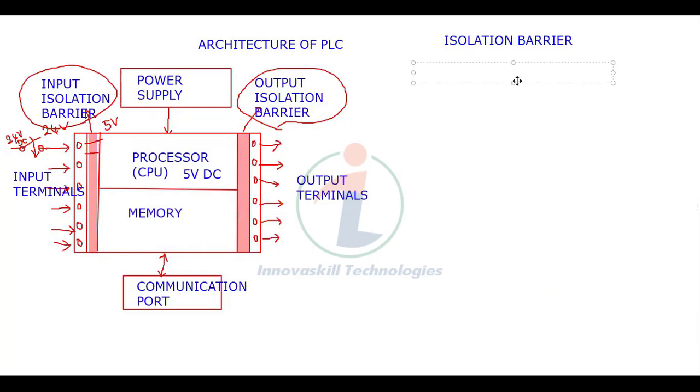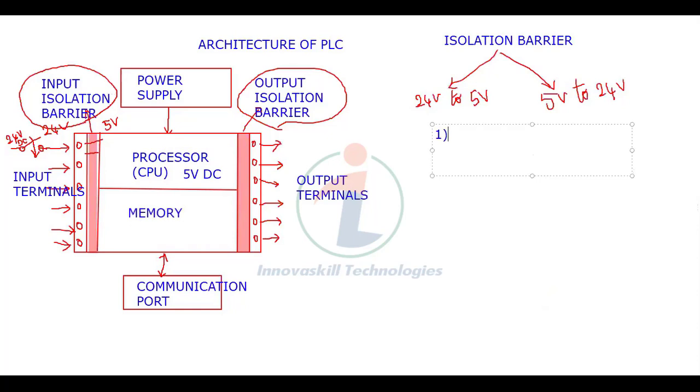So in the isolation barrier, you have two different things. One is the input side, another is the output side. The input side's function is 24 volt to 5 volt, and the output side is 5 volt to 24 volt. What is available inside that isolation barrier? Here also we have two types. Based on the arrangement or the component present inside the isolation barrier, the PLC is again classified into two types.